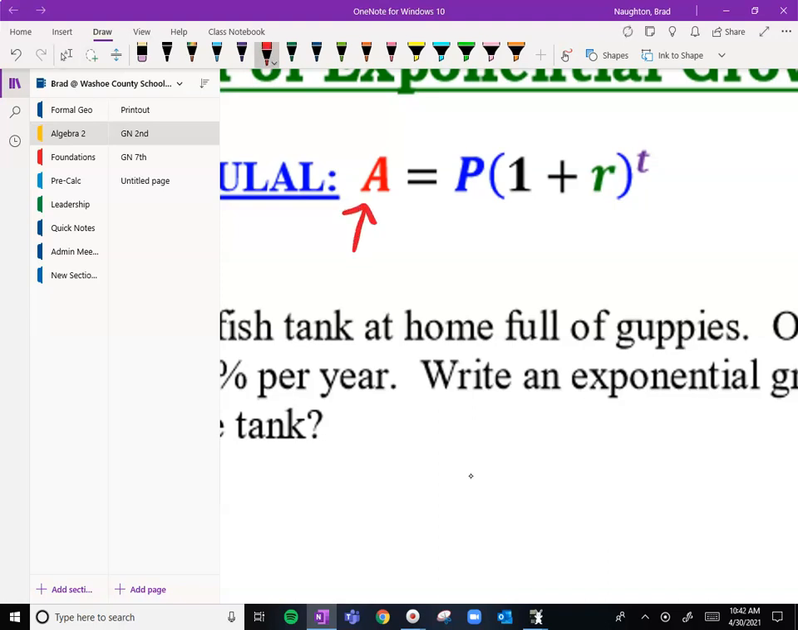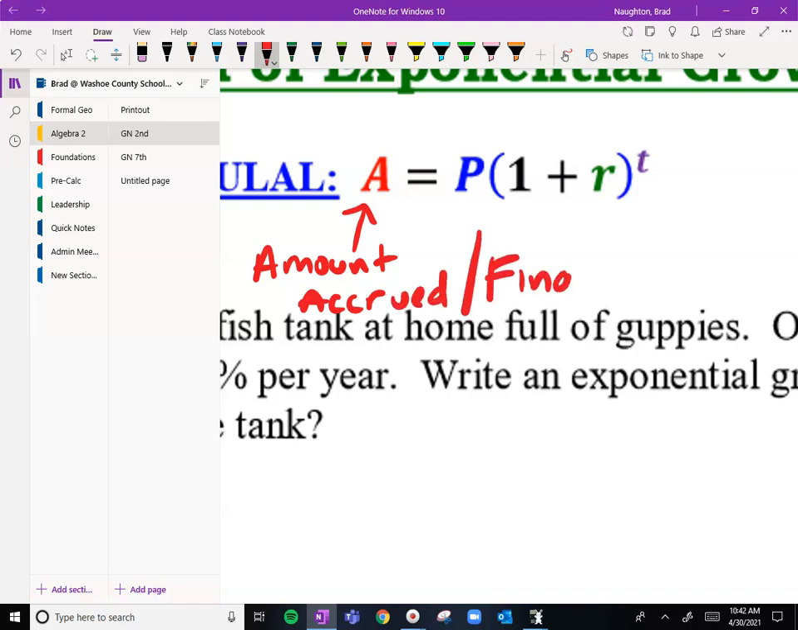The first one is an A. That is going to be the amount that you accrue, or we could say the final amount, that might be the easier way. So we'll say accrued to start, or the final. Then we have your P, that's going to be our principal. When we talk about investing, that's the money we're going to start with. We could also call it the initial or the start.